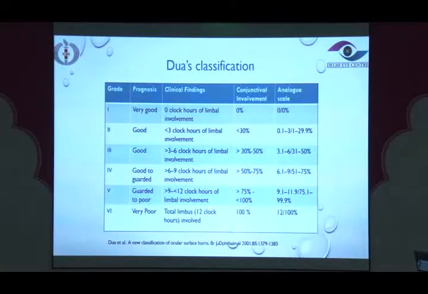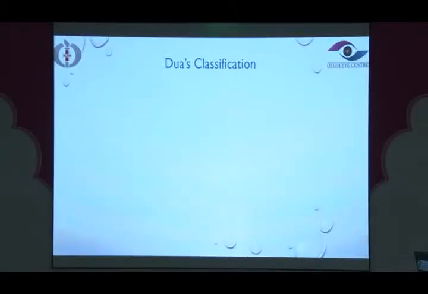Then we grade these patients depending on the severity of chemical injury based on clock hours of limbal involvement, which means the clock hours of limbus which are actually taking up the stain, and the percentage of bulbar conjunctival involvement. So here are a few examples. I'll just share with you how to classify these cases.